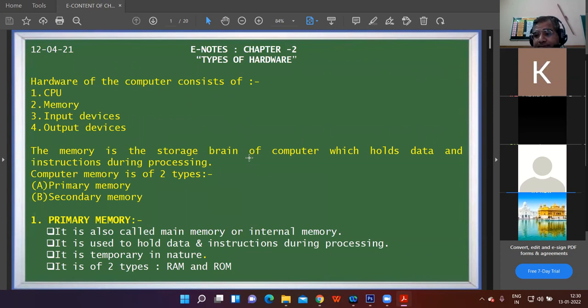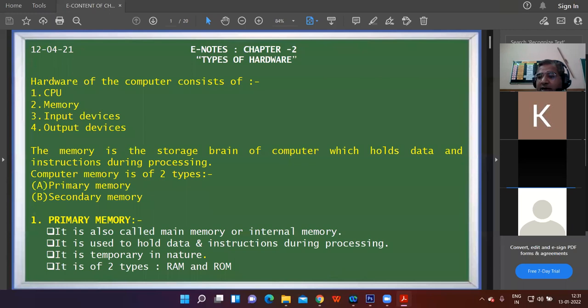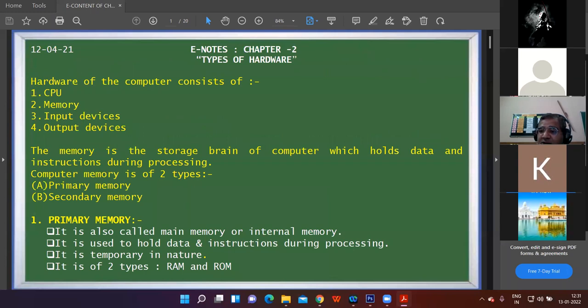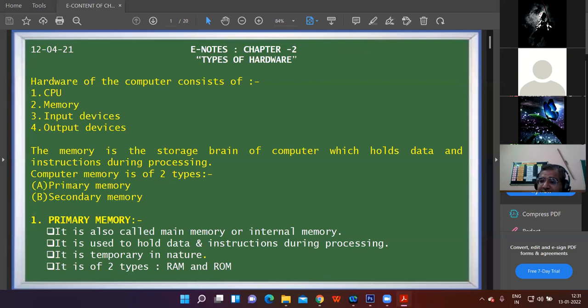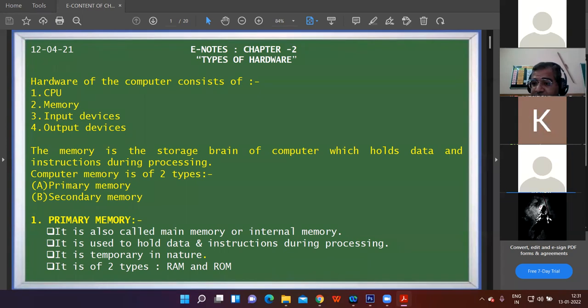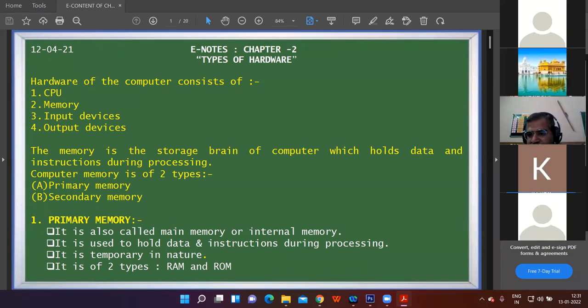1 byte is equal to? Yes, Ishan. Ishan, unmute yourself. Your voice is not audible to me, Ishan. Okay, Manyavit, 1 byte equal to? 8 bits. 8 bits, okay. 1 kilobyte equal to? Yes, Jia Janvi. Unmute yourself. Sir, 1024 bytes. 1024 bytes, okay.